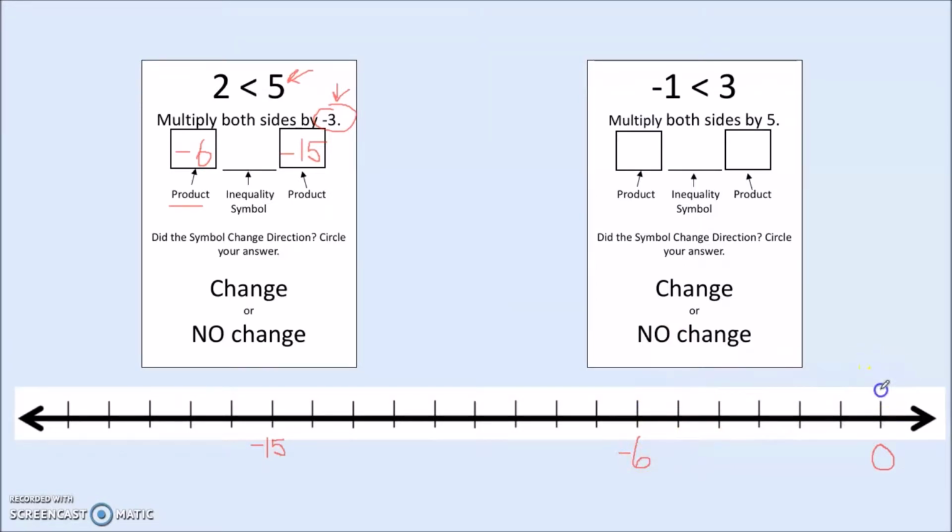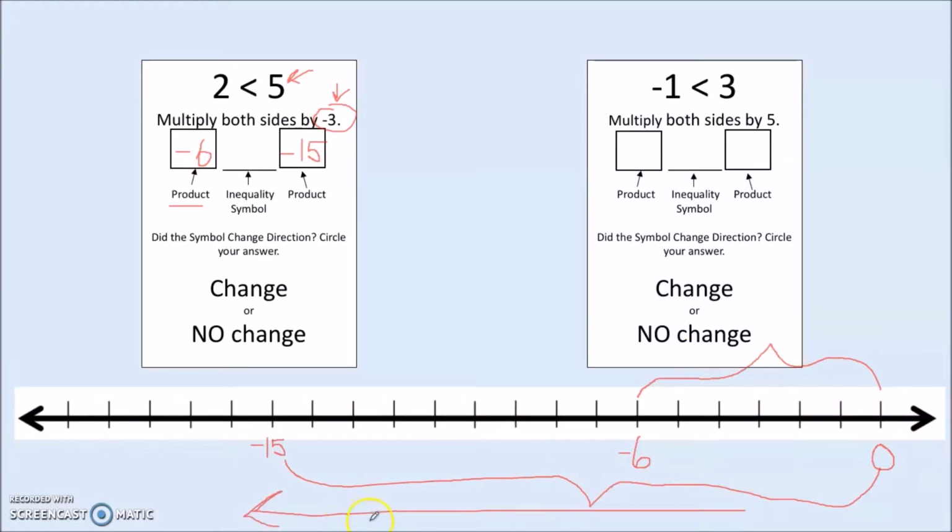-6 is 6 to the left of 0, whereas -15 is 15 to the left of 0. And I would explain to students that the further you go to the left on the number line, the smaller the number becomes. And as you move to the right on the number line, the numbers grow and grow, they become larger and larger. So since -15 is further to the left, it's smaller, and -6 is larger because it is further to the right. So -6 is greater than -15.